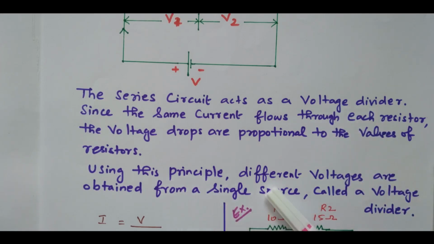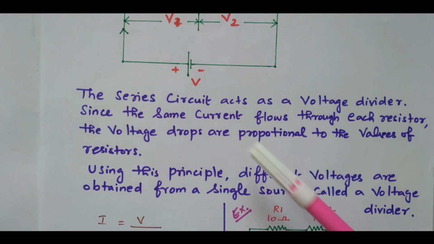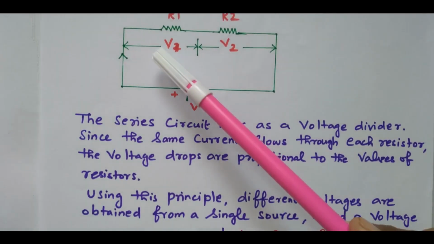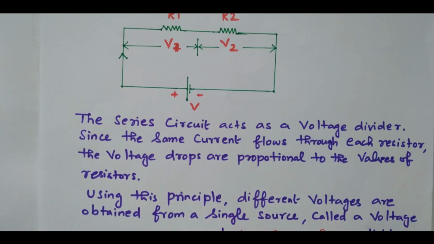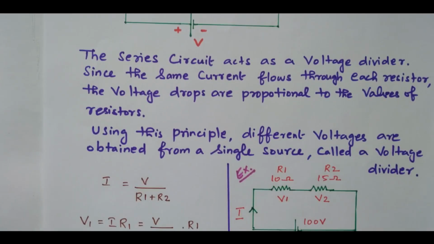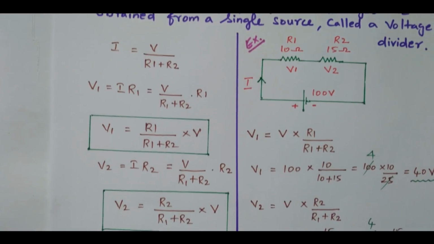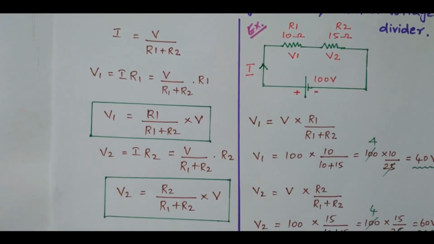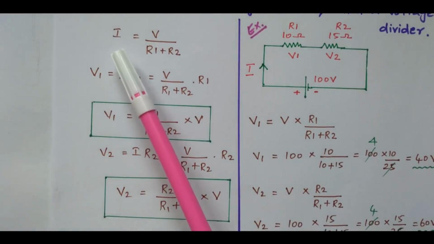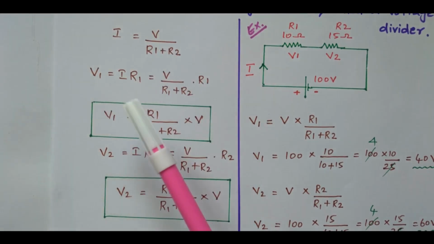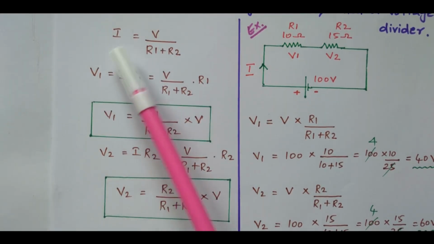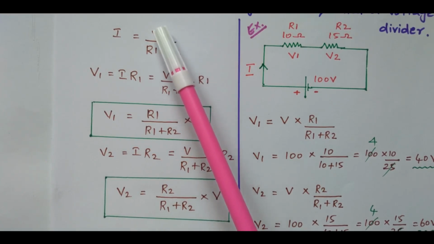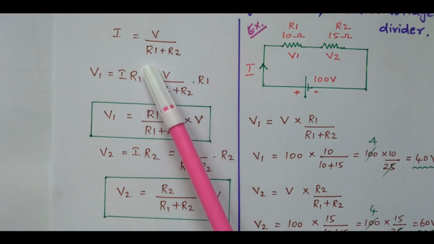Using this principle, different voltages obtained from a single source is called a voltage divider. That is, V equals the sum of V1 and V2. Based on that, we'll go for the derivation. What is the total current? I equals V by R1 plus R2. This total current equals V by R, where V is the applied voltage and R is the two resistors, R1 plus R2.